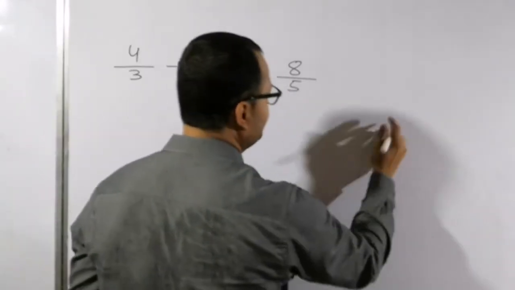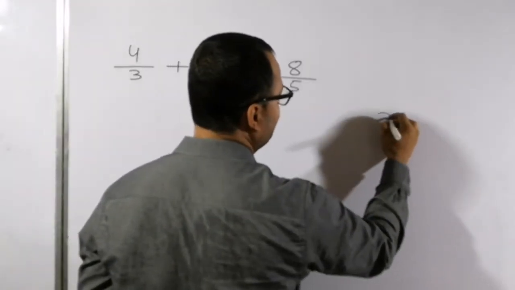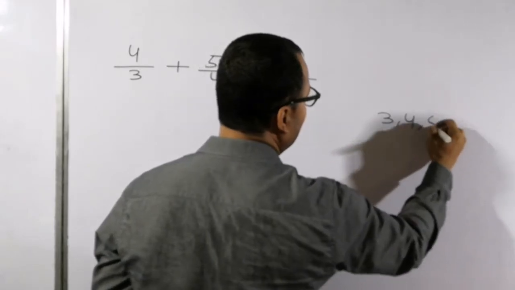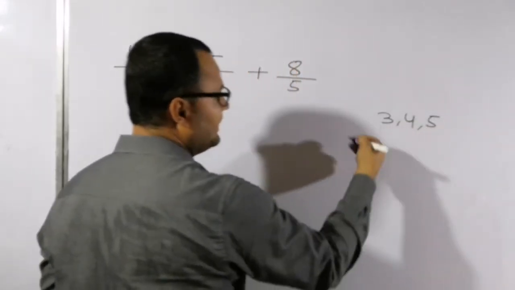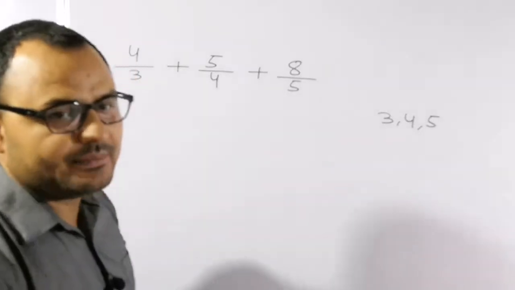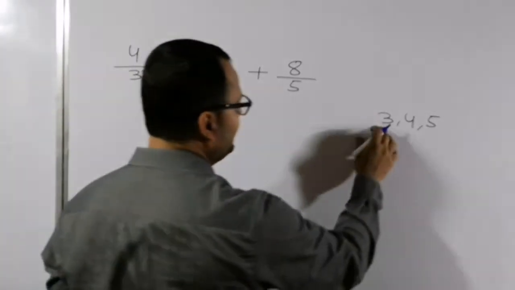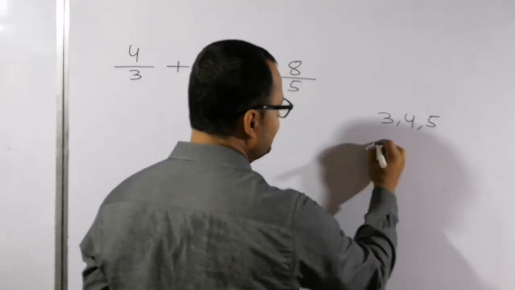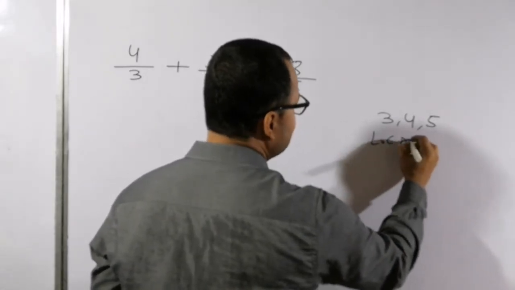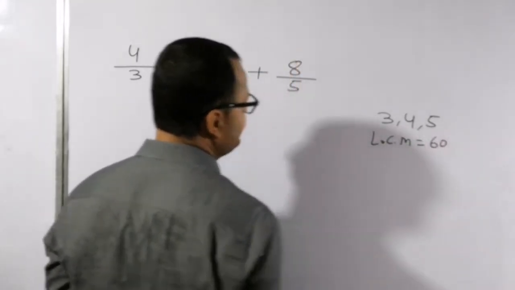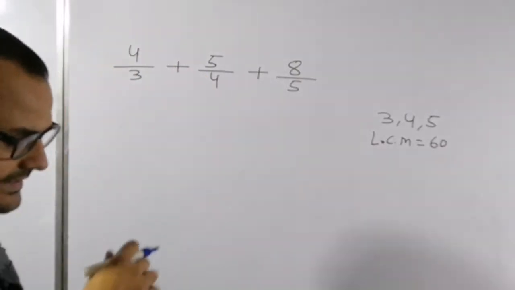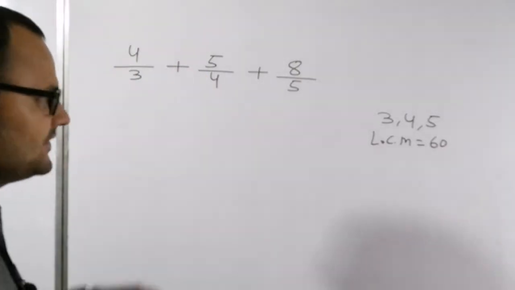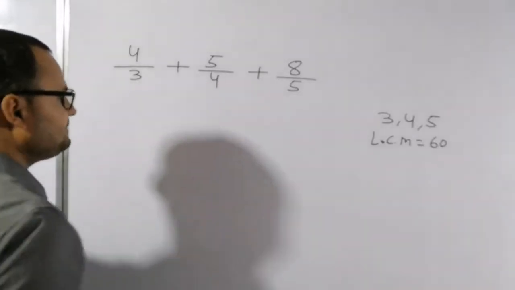So again I'm going to take LCM of 3, 4 and 5. So all 3, they don't have any common factor. Simply we can multiply them. 3 into 4, 12 into 5, 60. So it means LCM of these 3 is 60. That is a big number. It's not a problem. We can do it.